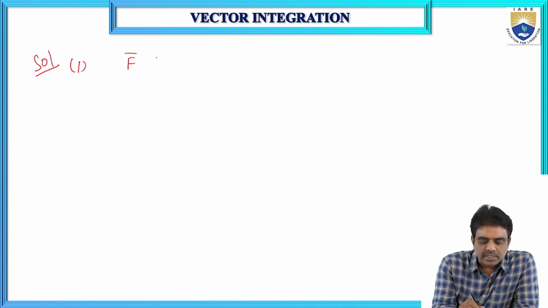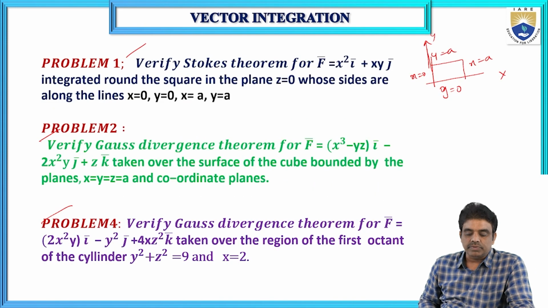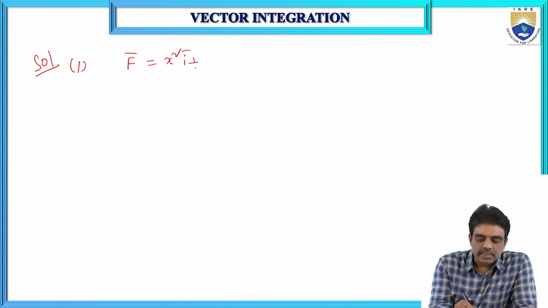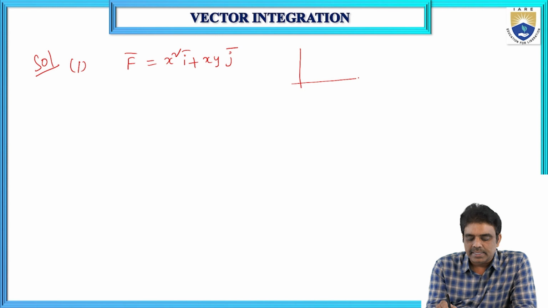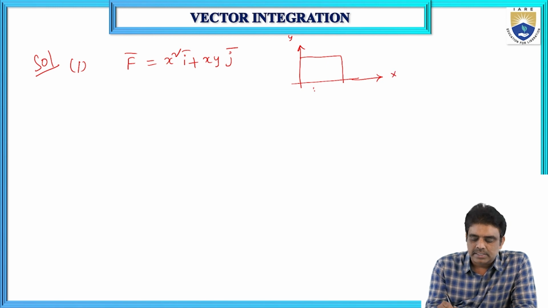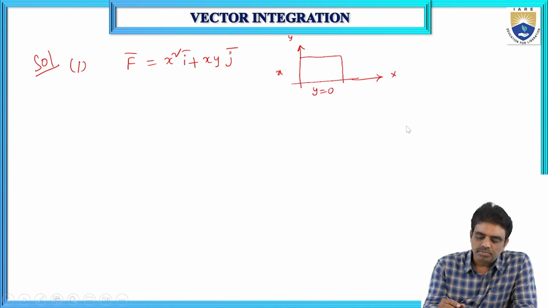What is given? F bar is equal to x square i bar plus xy j bar. This is the given function. The given region is bounded by the square, the x-axis, y-axis. This is y is equal to 0, x is equal to 0 because it is the y-axis, and given it is x is equal to a and y is equal to a.